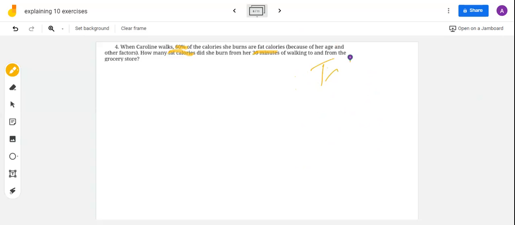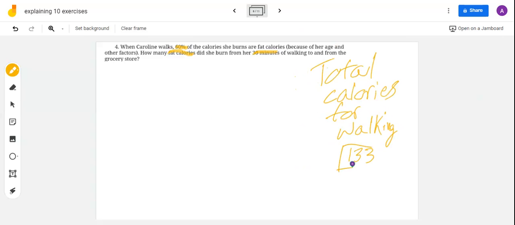You want your total calories for walking, which was 133, right? So the question would be, I'm going to use black this time. Whoa, I know, right? Something other than red, blue, green, or yellow, right?